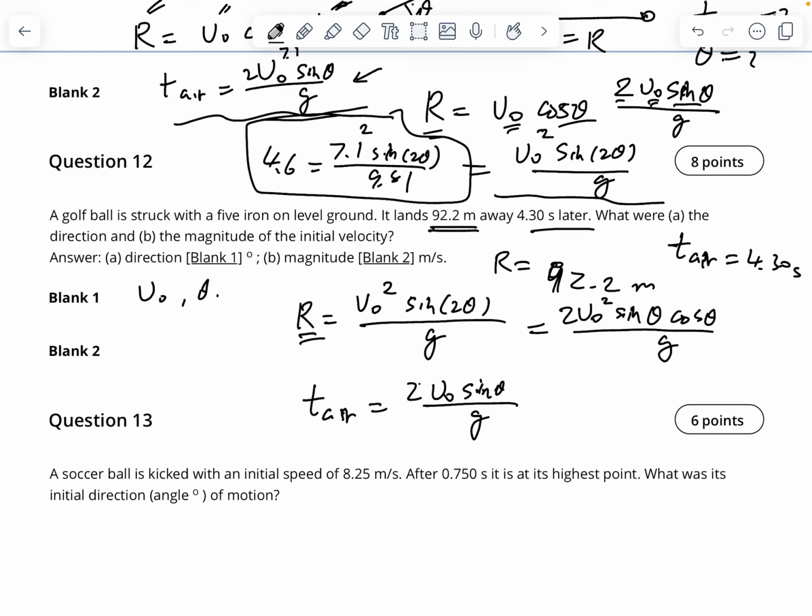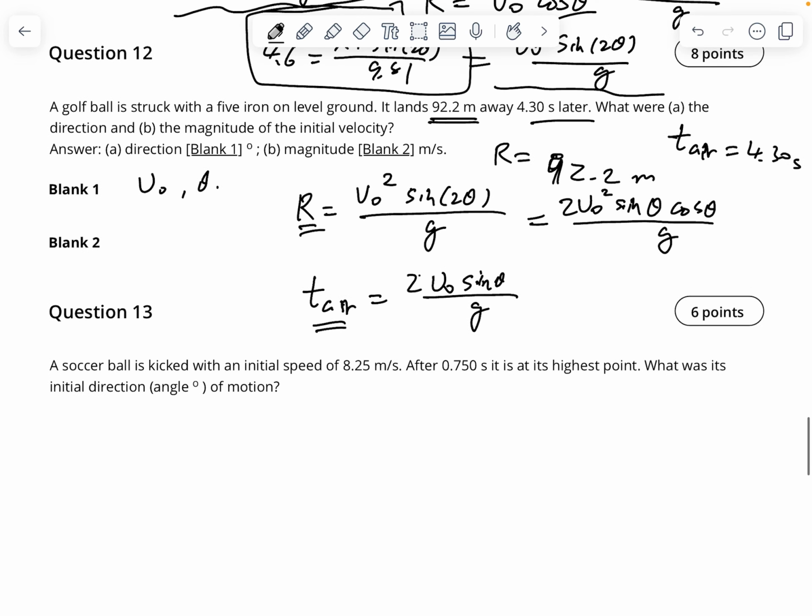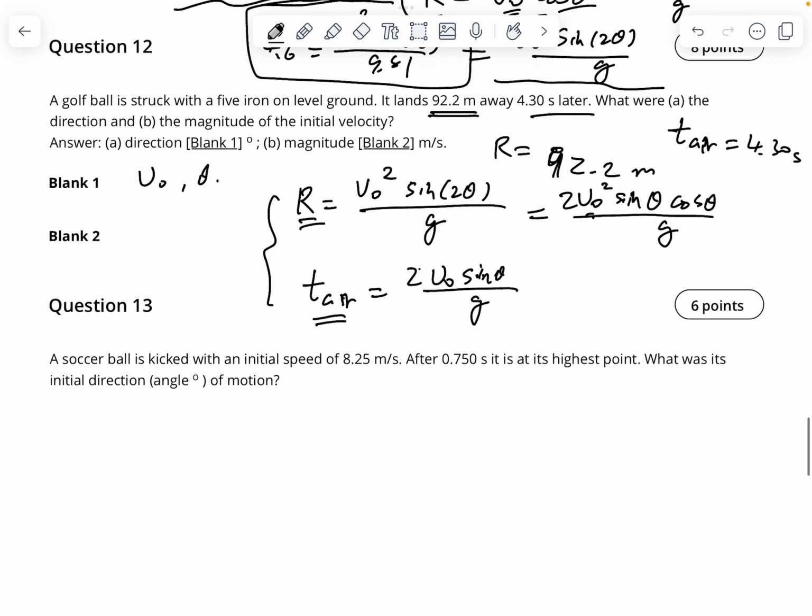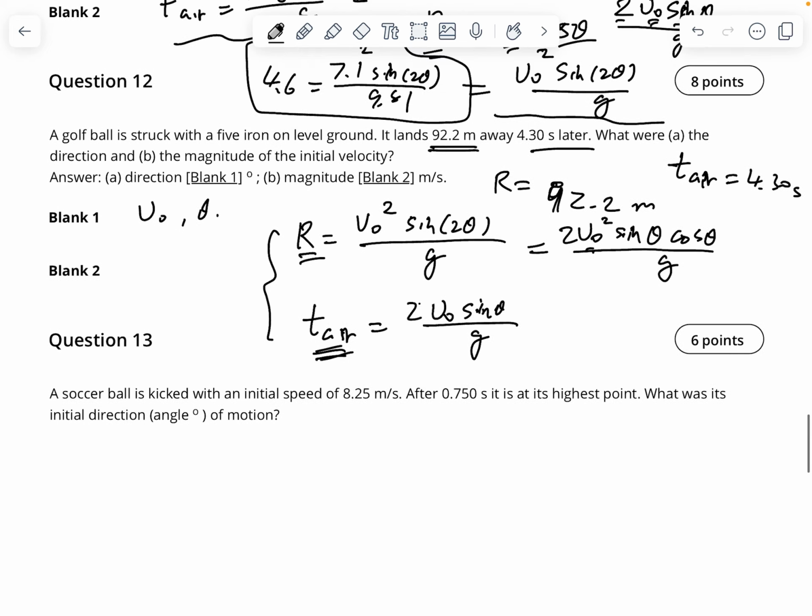And then also we know the time in air, right? So what we know here is, you have two equations and two unknowns. The unknowns here are V naught and the angle. So from the first equation, we just plug in.